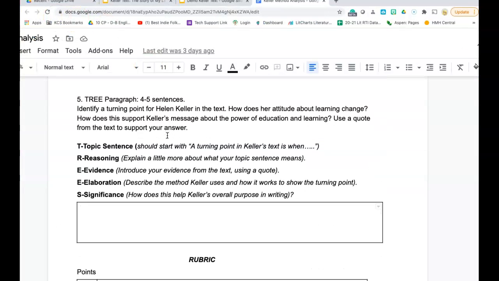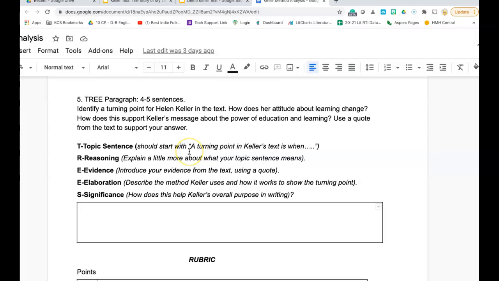Now I want you to go a little rogue, and number 5 is the trees, I should say trees. You need the S there. Trees paragraph, all right? 4 to 5 sentences minimum. I really can't see how you do this in under 6, 7 sentences, but when you're reading this, I want you to identify a turning point for Helen Keller in the text. There's a part in this 2-page story where things definitely take a turn. And we start to see her make her point about how important education is, how important it is to be able to learn and to grow. So I want you to find where that is, all right?